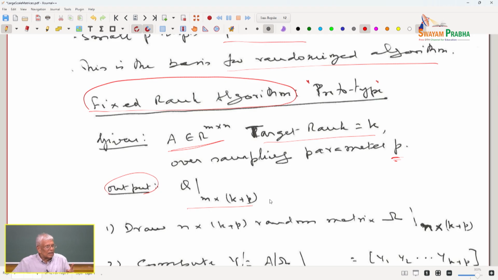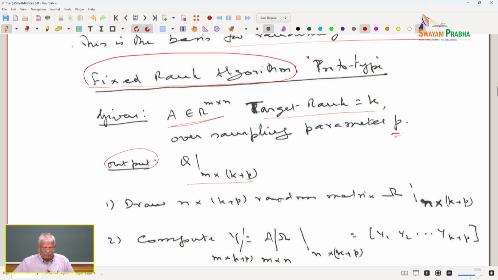Now, please understand. Originally, we thought we wanted only m by k. But because we realized the error throws the vectors out of the range of B, I would like to be able to capture as much as possible. So, if p is equal to n minus k, it captures everything, but n minus k may be very large. So, I am going to approximate n minus k by p. p is of the order of 10, no more than 10.